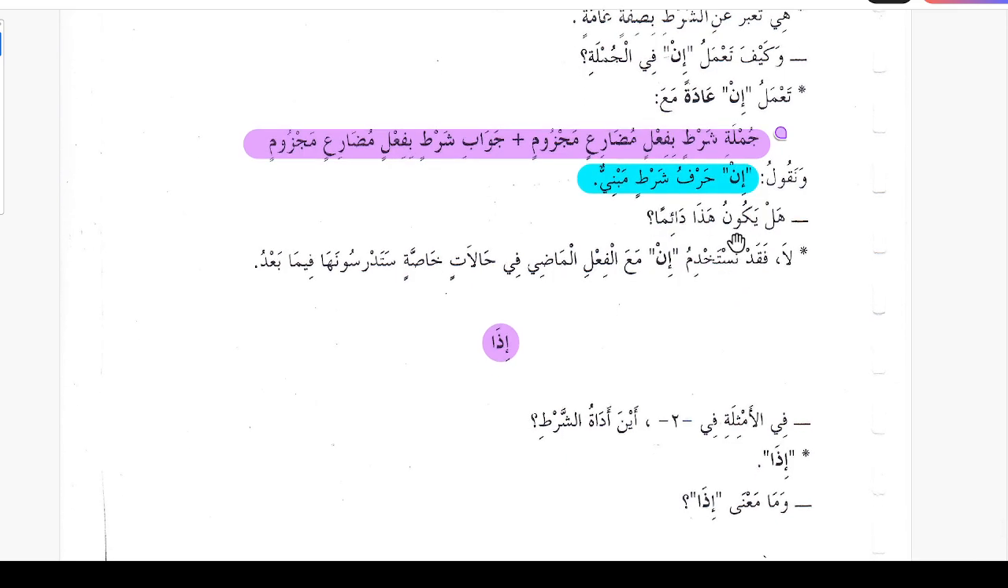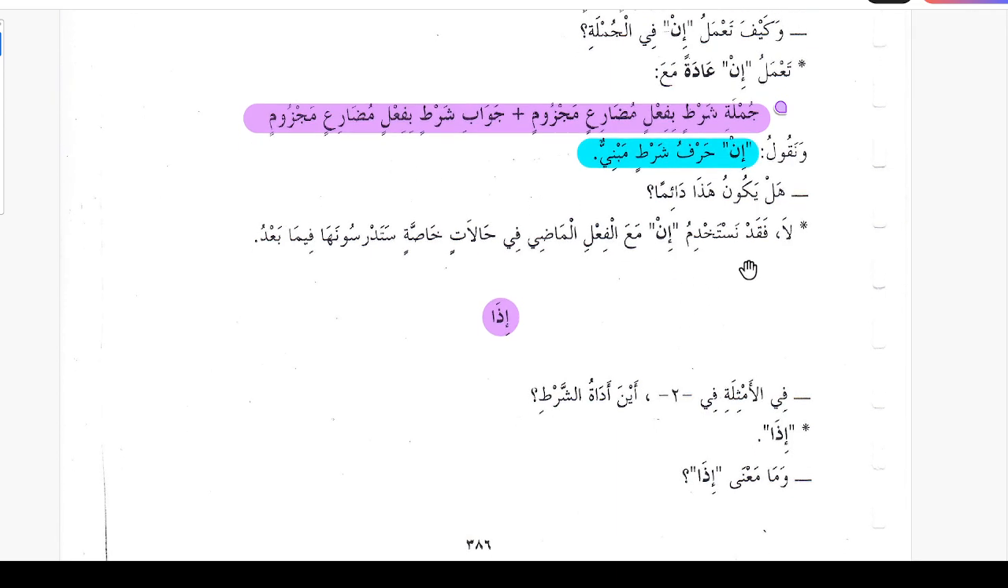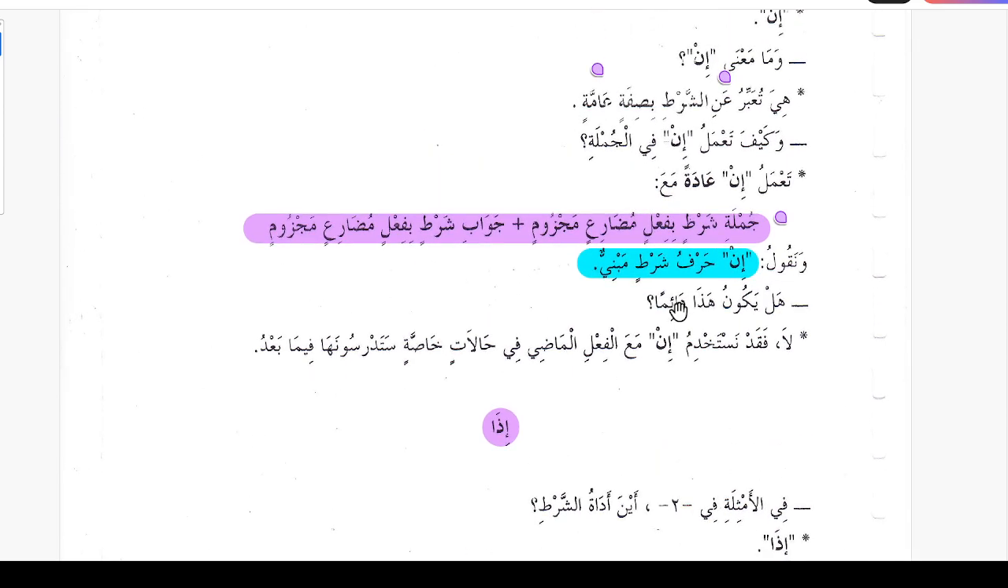Now the question is, is this always the case, that the fail mudare is majzum, and the fail mudare in the jawabu shart is also majzum? No, we also use in with the fail madi. It is not that we only use the fail mudare. We use it with the fail madi in some special cases, special circumstances, which we will study later. So that was the conditional tool in.